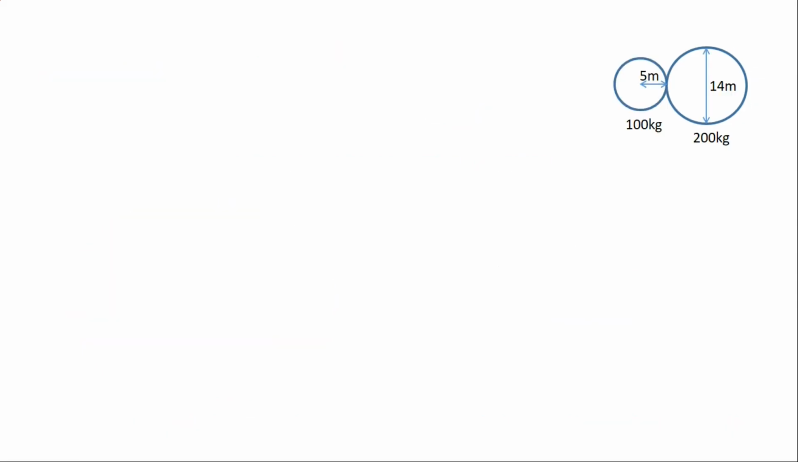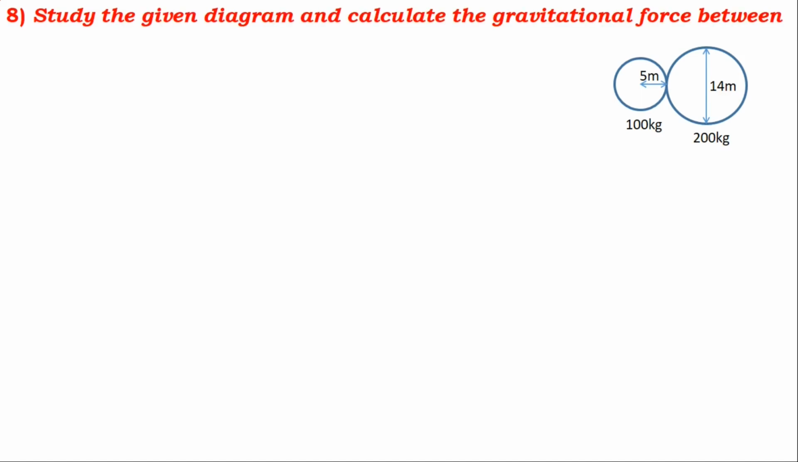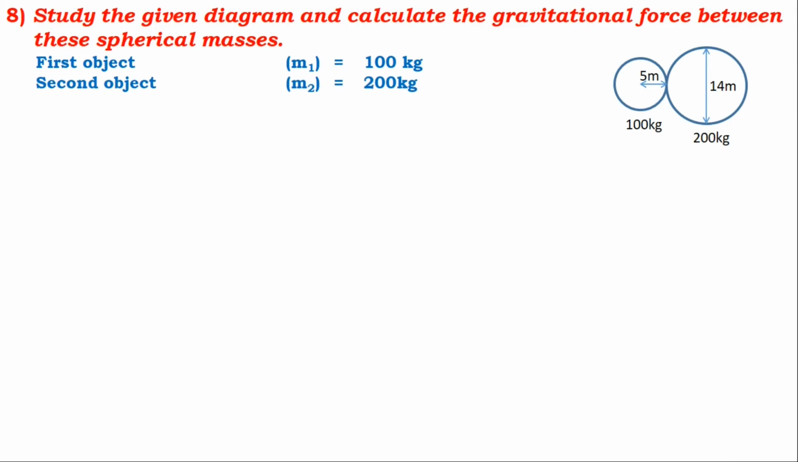Look at this. There are two bodies and some other values are also given. The numerical problem is: study the given diagram and calculate the gravitational force between these spherical masses. If so, then we first have to write the given. In the diagram, what is given? The first object's mass is taken as m1, 100 kg. The second object's mass is taken as m2, and it is 200 kilogram. And another piece of information is the distance.